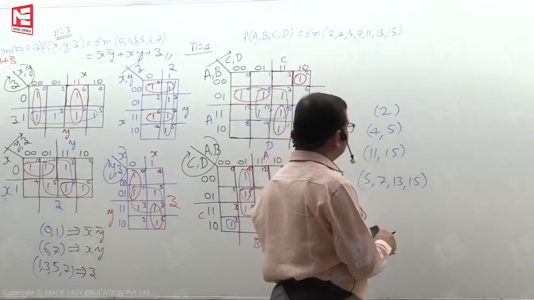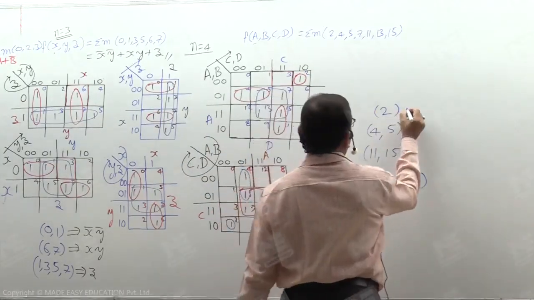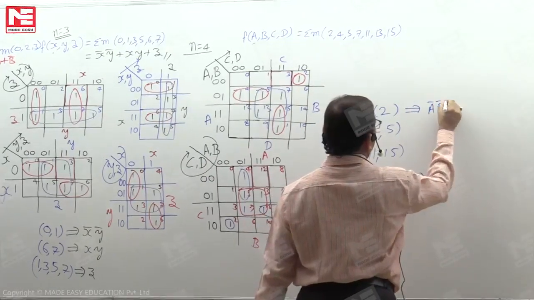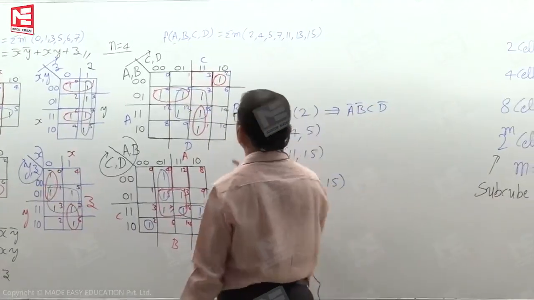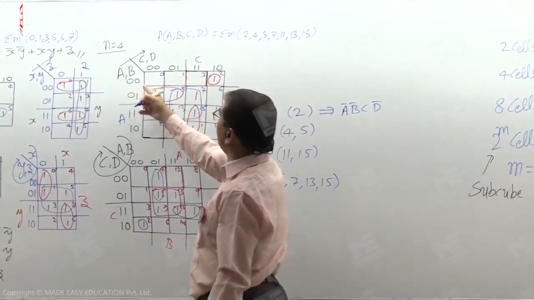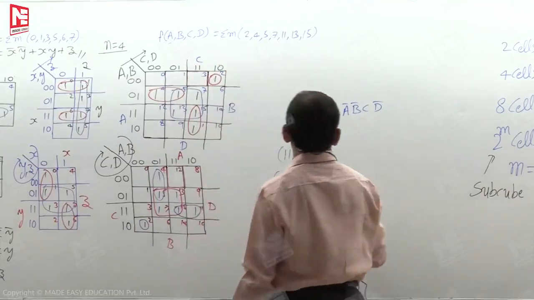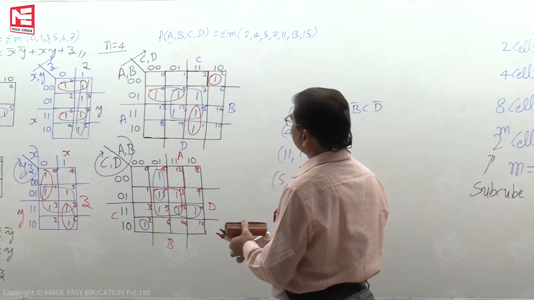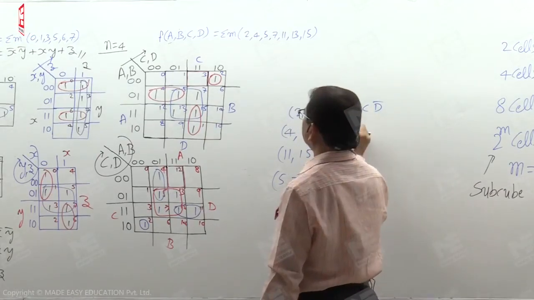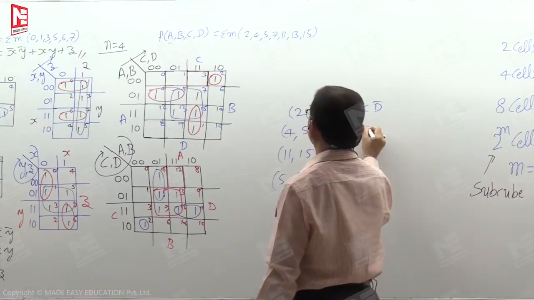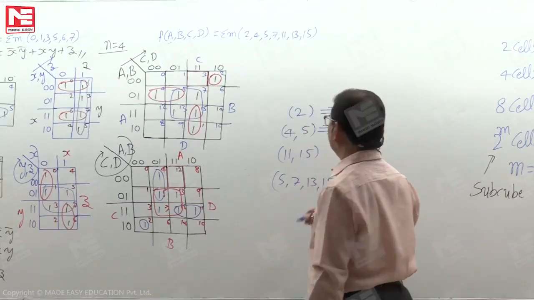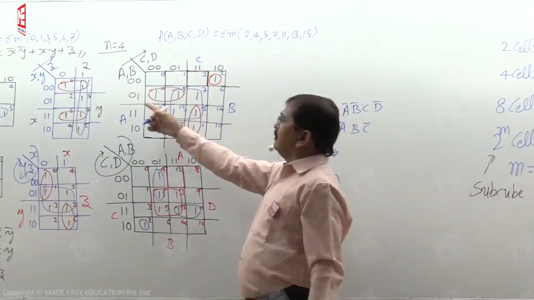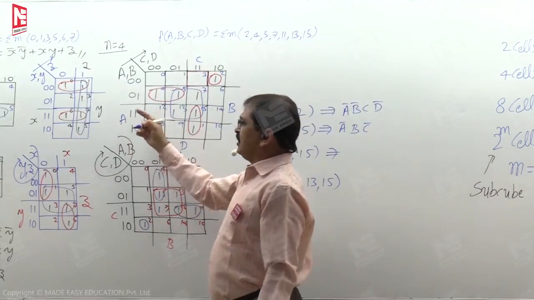So if you read the products, the cell 0 product, independent cell, hence it is A complement B complement C D complement. Cell 2 is A complement, B complement, C, D complement. 4, 5 we are looking as A complement, B, C complement. 11, 15 we are reading, you can check with the binary format or as per your convenience.